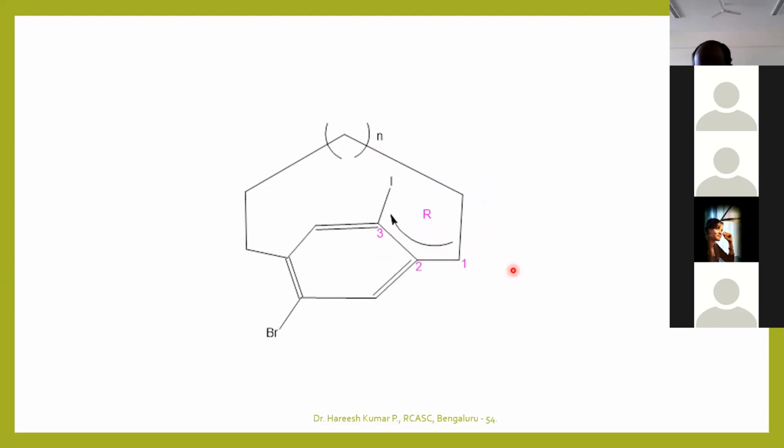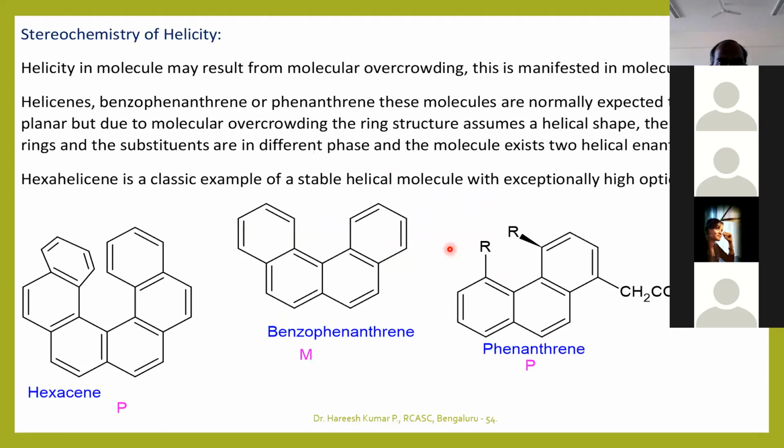So I can go to the next slide. The next slide is about helicity. I think you are aware of the movement. If the left hand side is moving like this, then it is called P, and if the right hand side is moving like this, then it is called M. That's what you need to remember.